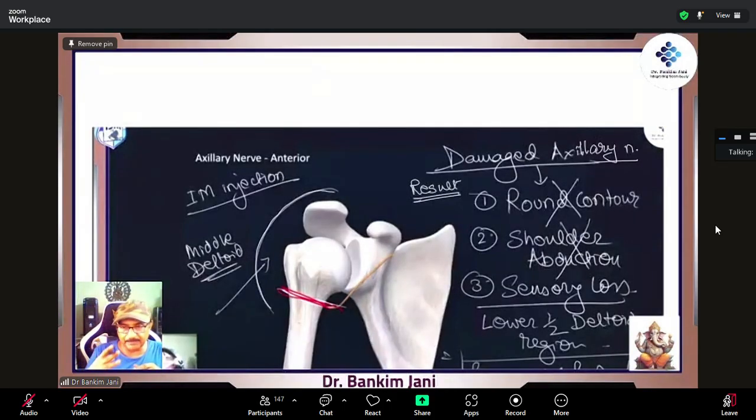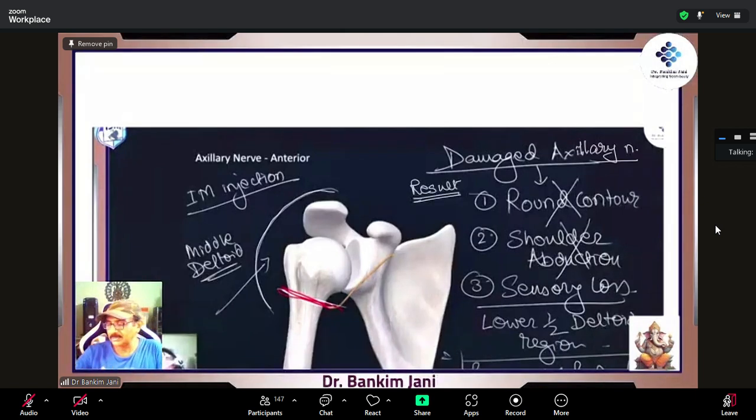Now, whenever you are giving an intramuscular injection, remember two things. If the injection is to be given on the shoulder, never like this. I've seen people straight away push it in at 90 degrees, and that straight away hits this axillary nerve, and then suddenly the shoulder contour is lost. That round contour is lost because it damages the deltoid.